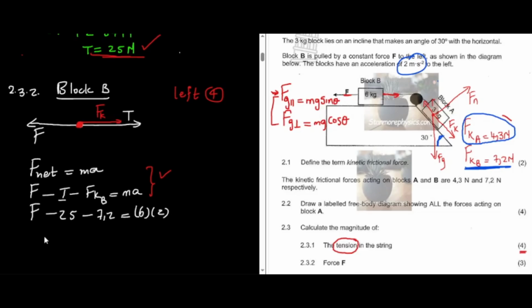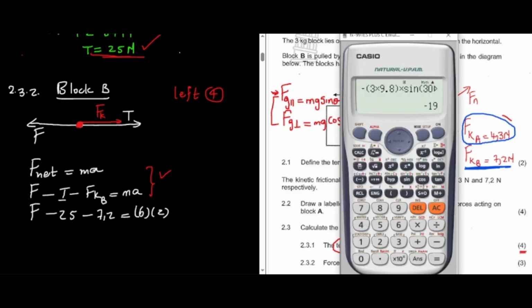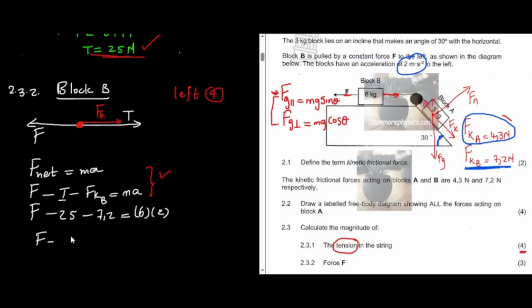And now I'm just going to use my calculator to find negative 25 minus 7.2. And this gives us an answer of 32.2. So this will be negative 32.2. So this will be F minus 32.2, it's equal to 6 times 2, that's 12.